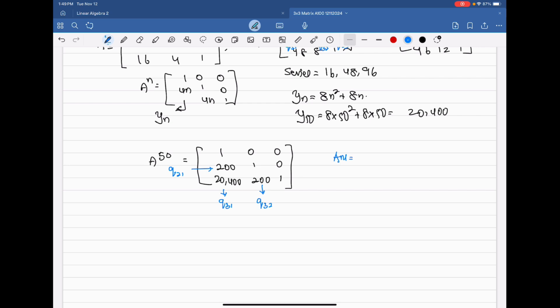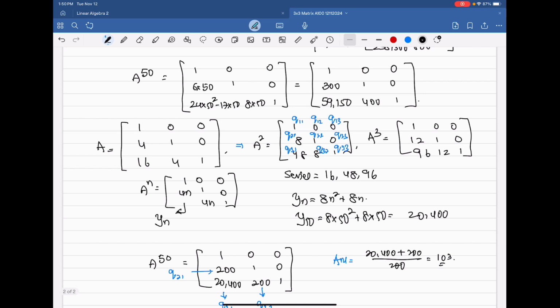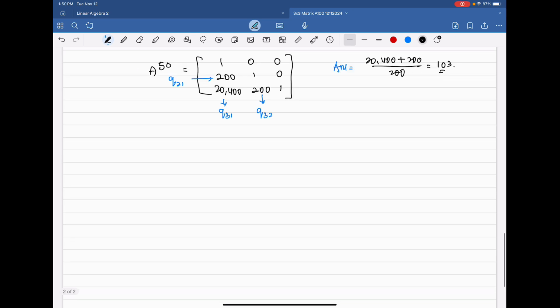From this, you can answer the question, and you can find the answer as, add these two: 20,400 plus 200 by 200, that is equal to 103. 103 is the answer. It's very straightforward, very easy, very simple, which can be solved in seconds, provided you know the perfect procedure. Please work out many more examples of this type and ensure that you master this procedure and solve the problems of this type within seconds.